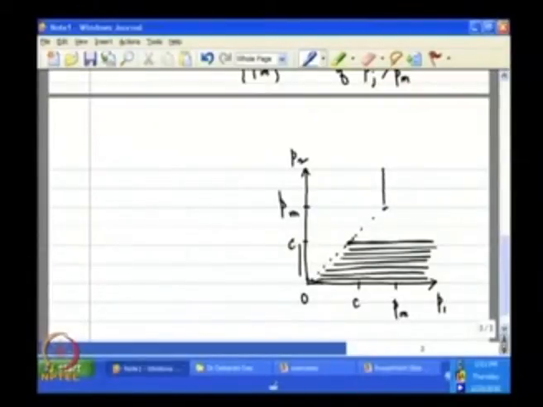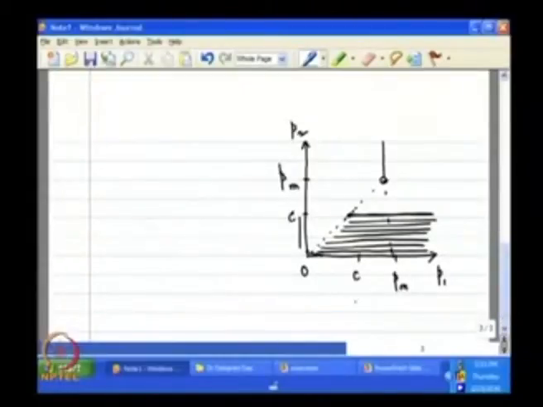So, I have this vertical line here, and here I have this, so this is PM. Here I have this circle which is an empty circle, which means that this point PM is not on the best response function of firm 1. So, this is how B1 P2 looks like.